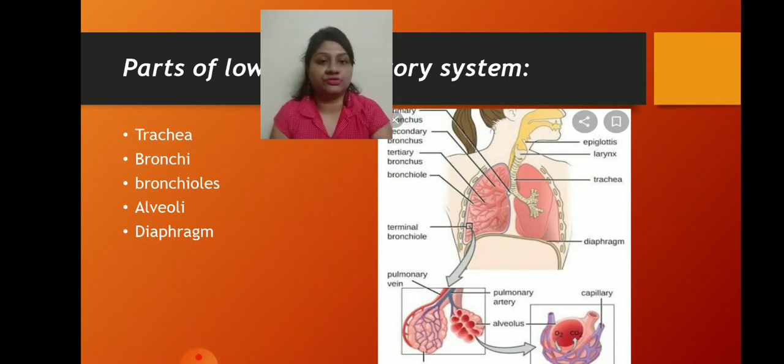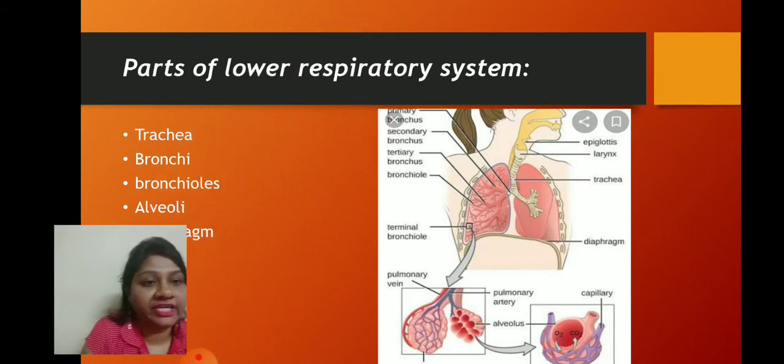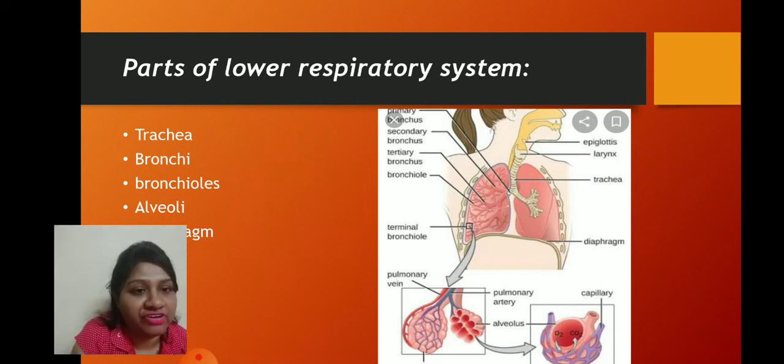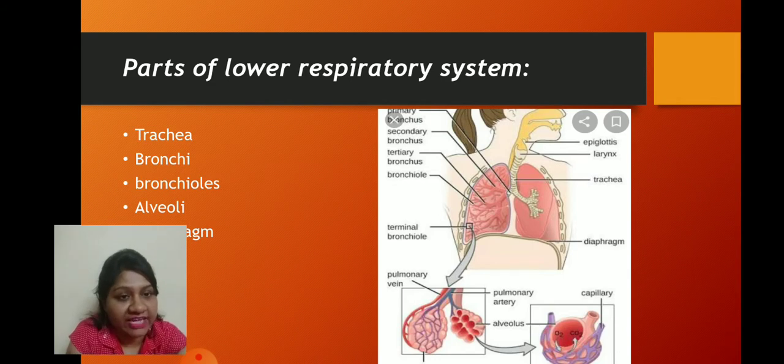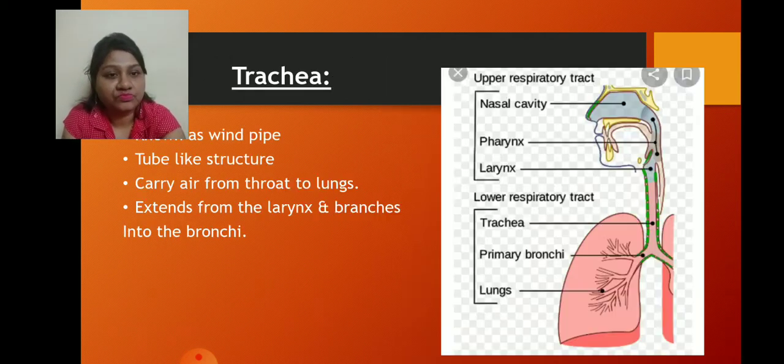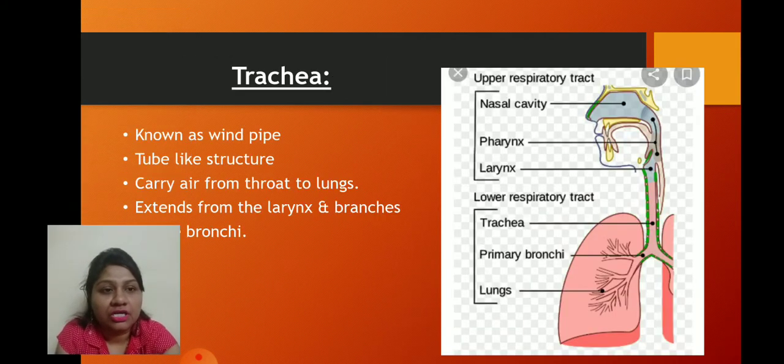So students, you just look at the picture very carefully. You can see the trachea here, T-R-A-C-H-E-A, trachea. You just see the trachea divides into the bronchi. Okay, and bronchi divides into two parts, that is the bronchioles, and at the end of the bronchiole there is the alveoli. Understand? Now we will talk about the trachea.